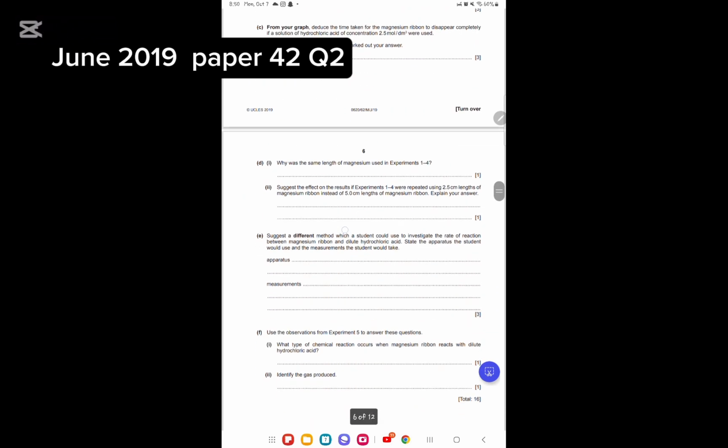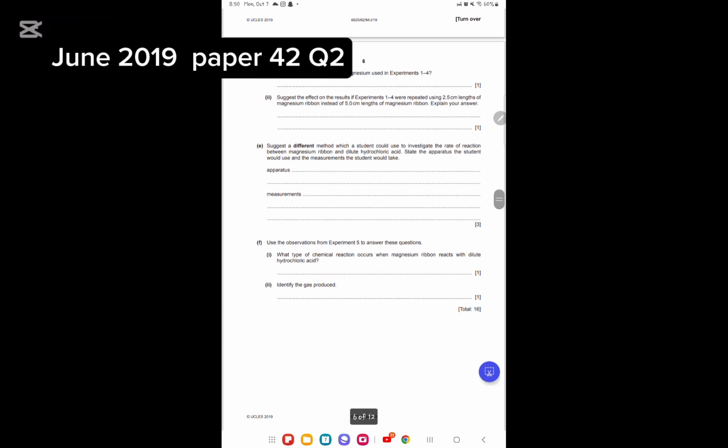This was experiment number 5, part E. When the magnesium ribbon reacts with dilute hydrochloric acid, heat will be released, so it is an exothermic reaction. Identify the gas produced. This is to be memorized. It is hydrogen. So that is it for the June 2019 paper 62 question 2.